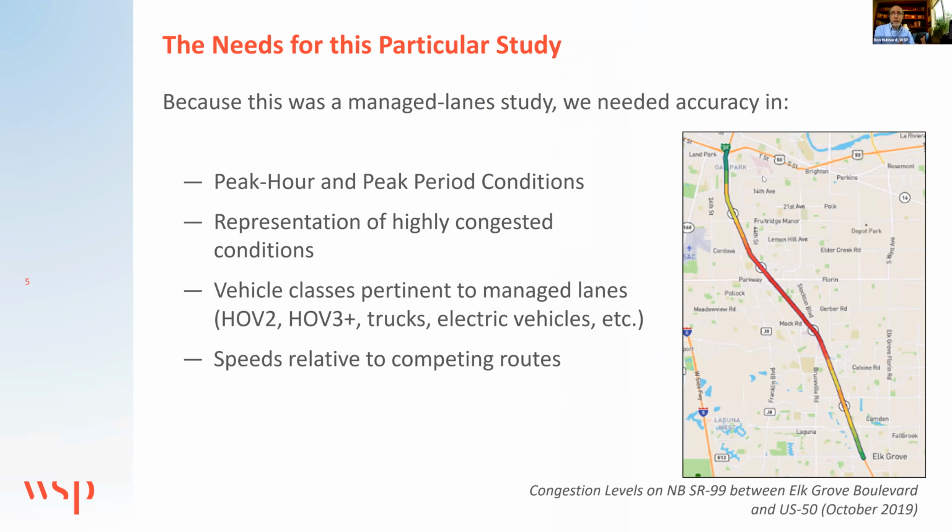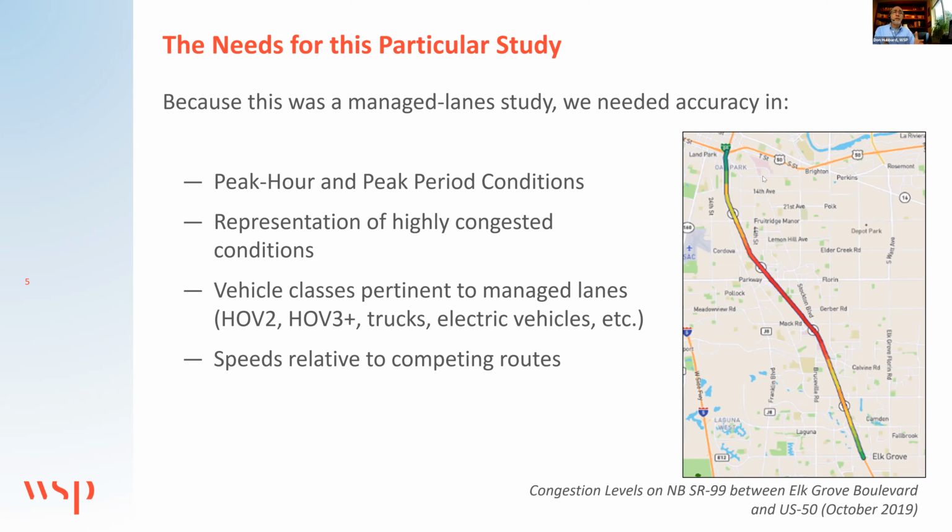Okay, so because of the nature of this particular study, we needed a model that was accurate for peak hour and peak period conditions. So we're talking about HOV lanes or hot lanes. Mainly we're talking about the peak hour. And we also needed a representation of highly congested conditions, as shown in the heat map. On this map, there are parts that are highly congested. And if you're going to go for an express, a hot lane, the avoidance of that congestion is why someone might be willing to pay a toll.